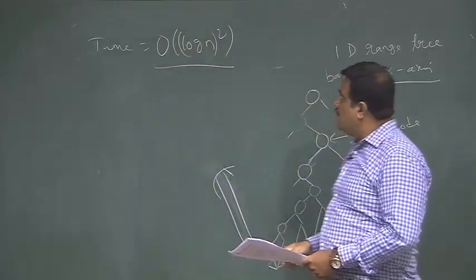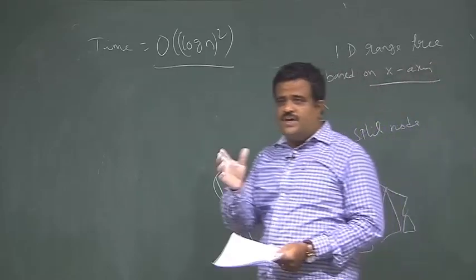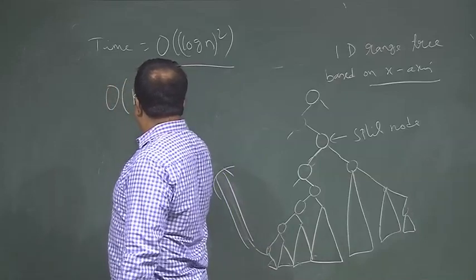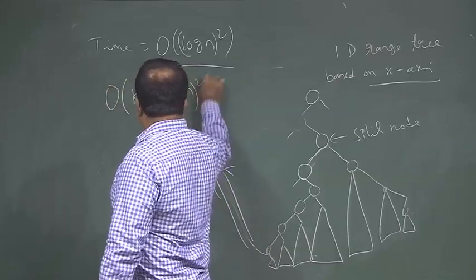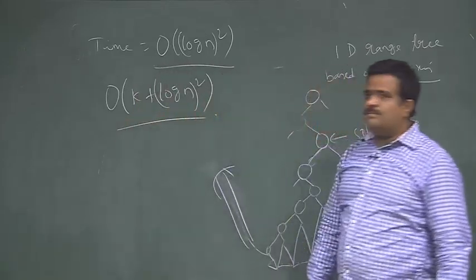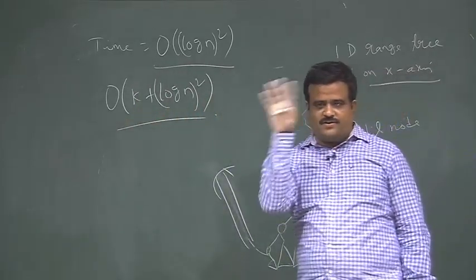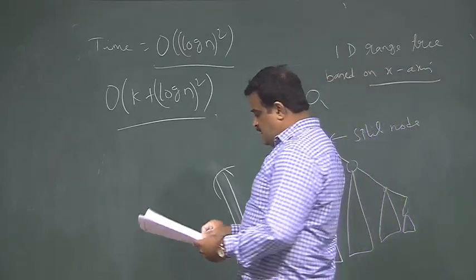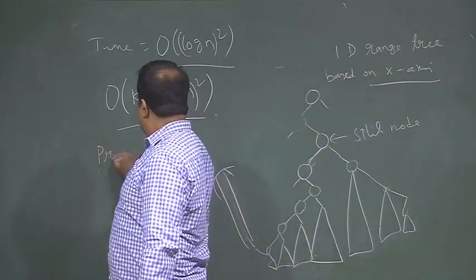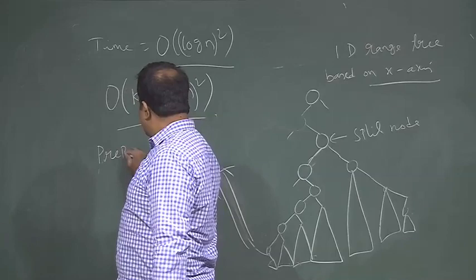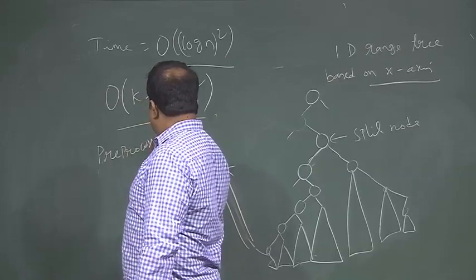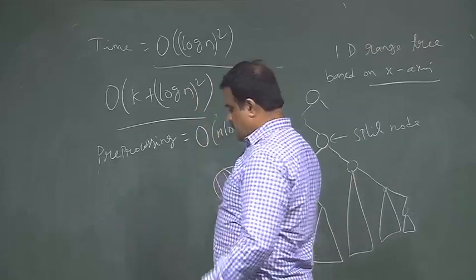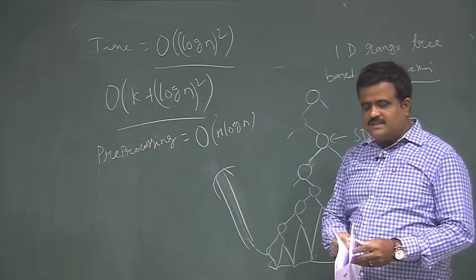And after knowing the subtrees, if we have to report all the elements, then it will be k plus log n squared. This is output sensitive. If k is the number of points lying in that rectangle, then it will be k plus log n squared. And the pre-processing time is basically the same as earlier, n log n, and the space is also the same.